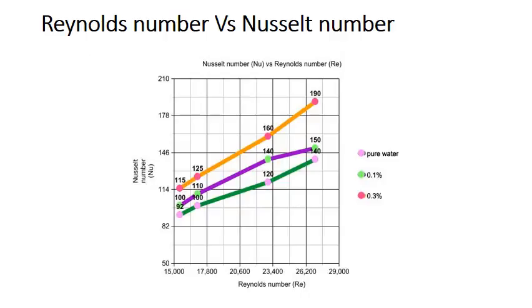We conducted the experiment for Reynolds number and Nusselt number, we have got the result, and we have calculated the effect of Reynolds number and how the Nusselt number is affected with the increase of Reynolds number. As you can see, as the Reynolds number increases with the increase in particle concentration, the Nusselt number is also increasing, and we have compared it with pure water, and shown 0.1 and 0.3 concentrations of nanoparticles in water. As you can see, the Nusselt number is more than pure water as the particle concentration increases.